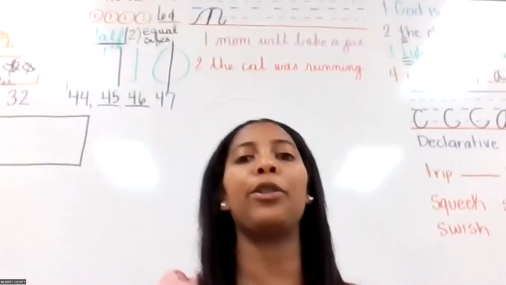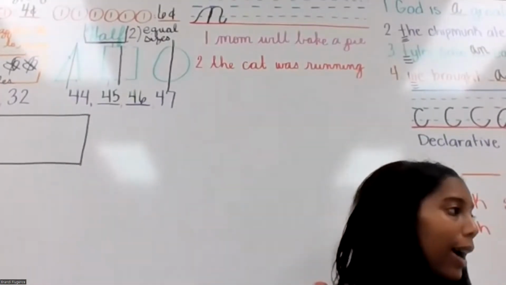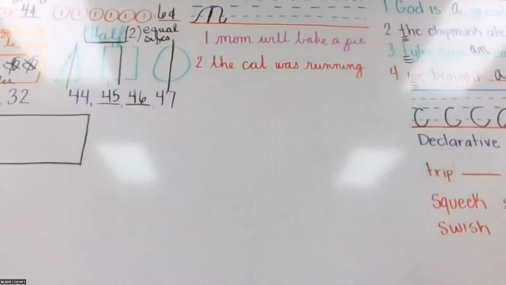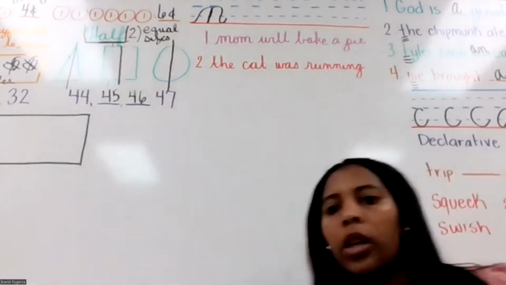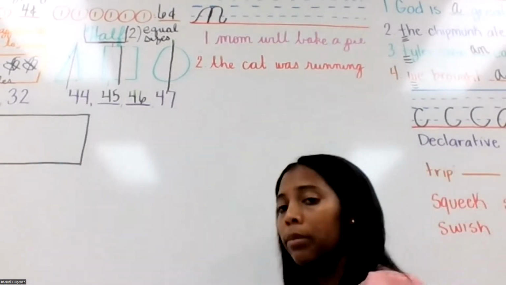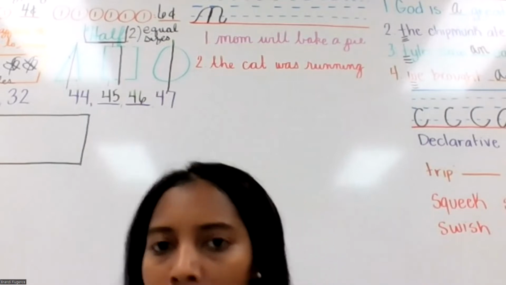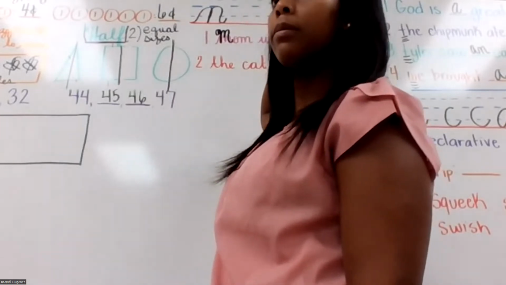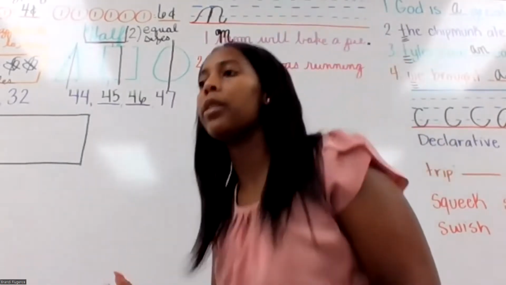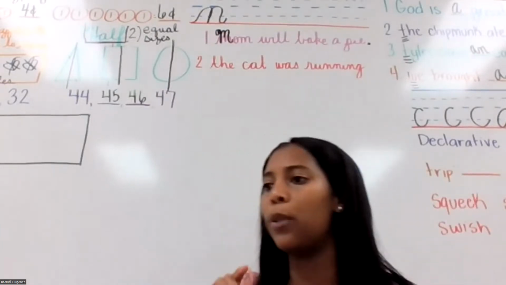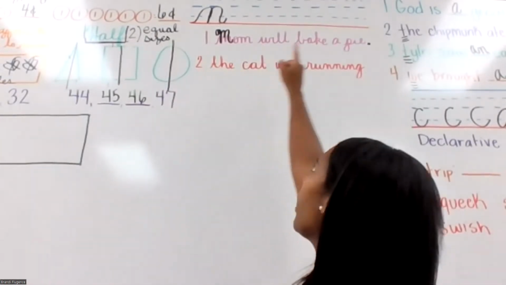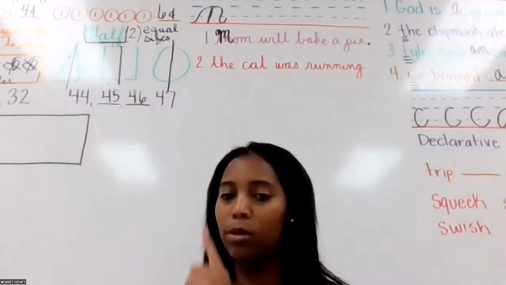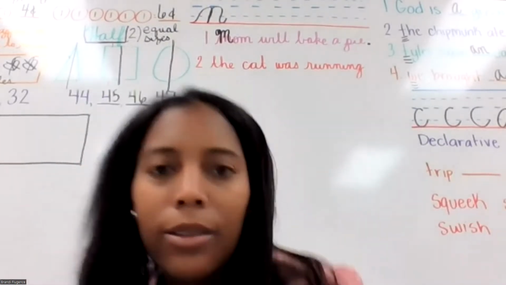All right, let's go ahead and review. So number 1, it says Mom will bake a pie. Anyone can tell me how to write this one correctly? All right, Kendall, how do we write it correctly? Capitalize the first letter M and a period. If they did both things, they capitalized the M in mom and then put a period at the end, put a check by their sentence.